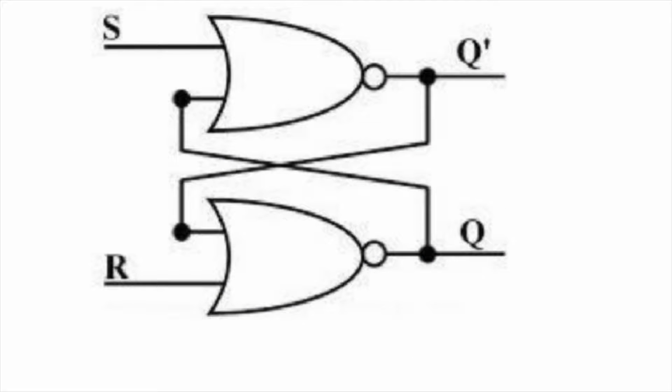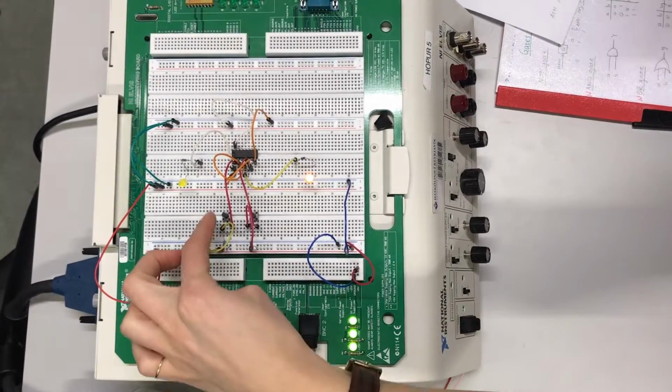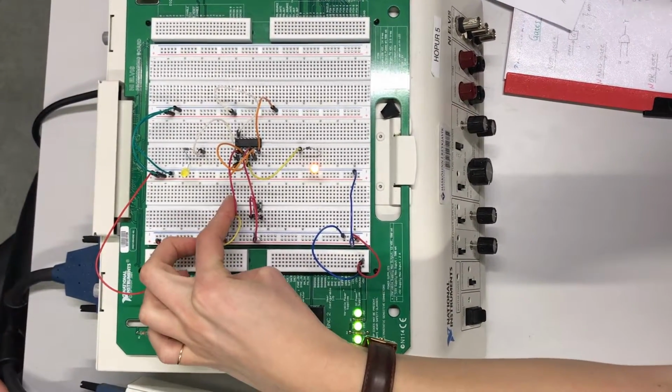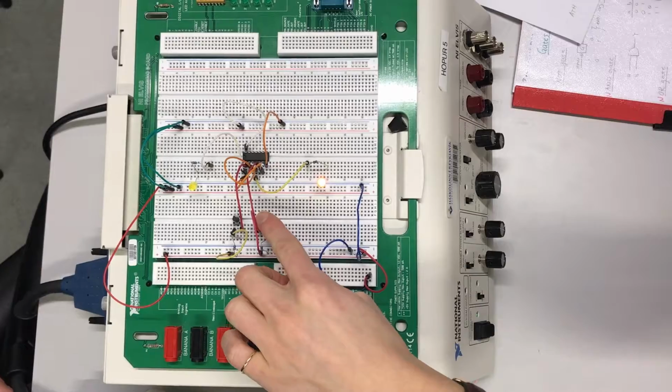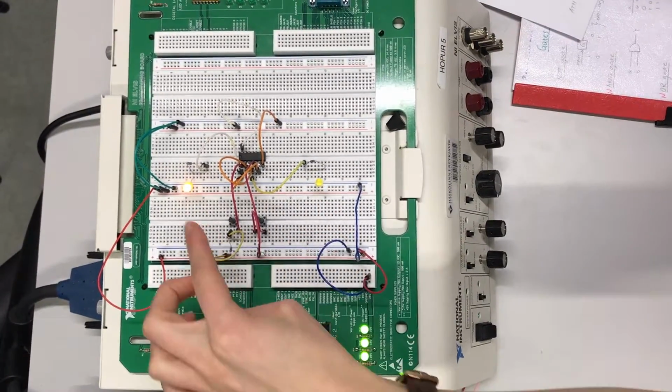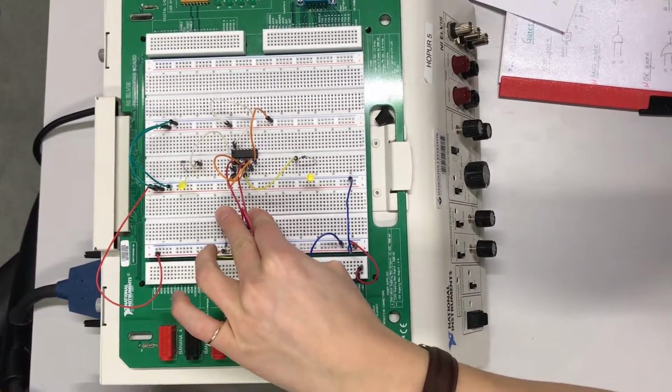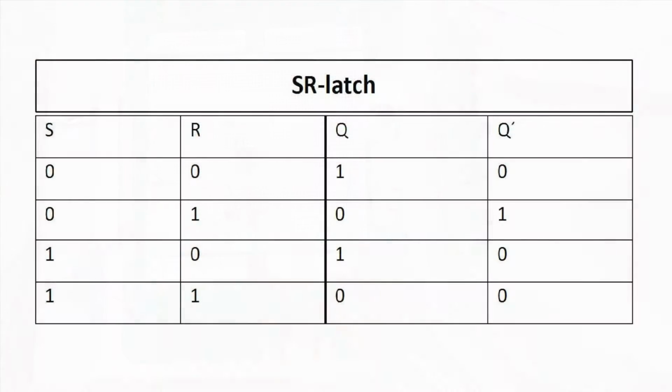In part 2, we built a simple memory unit, the SR latch. The SR latch is the most basic type of a flip-flop. We connected the push buttons to the set and reset inputs on the IC. Then we connected the outputs Q and not Q. The Q and not Q outputs are supposed to be in opposite states.